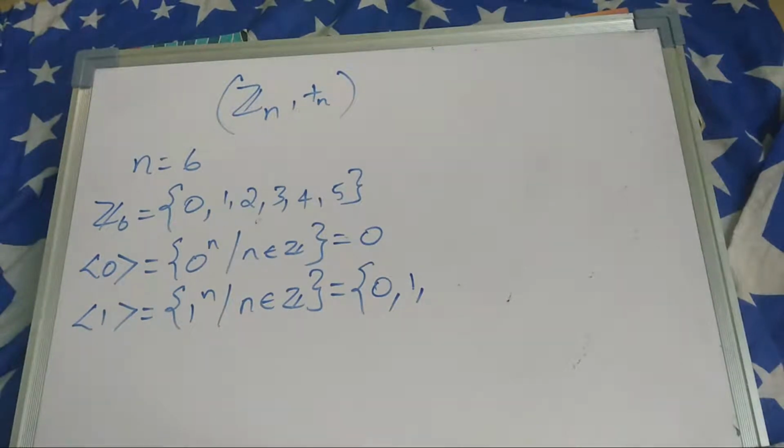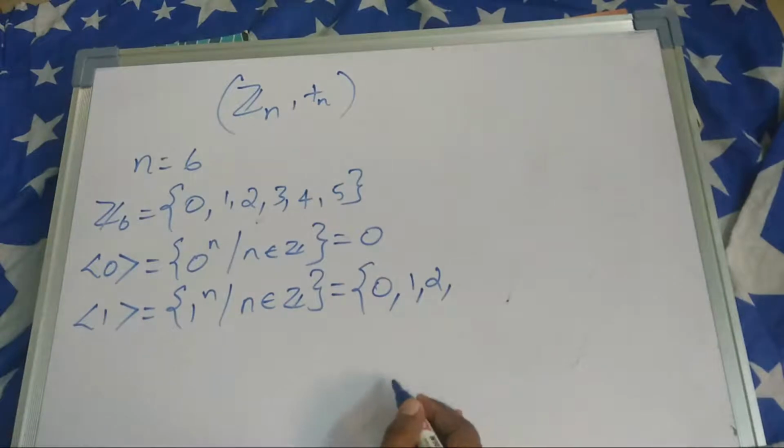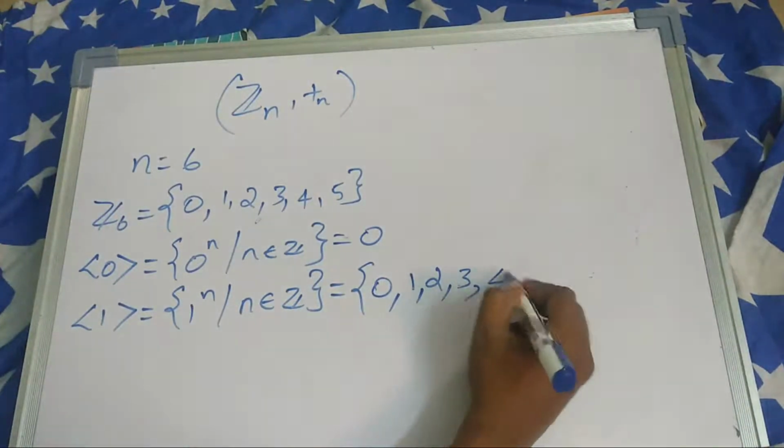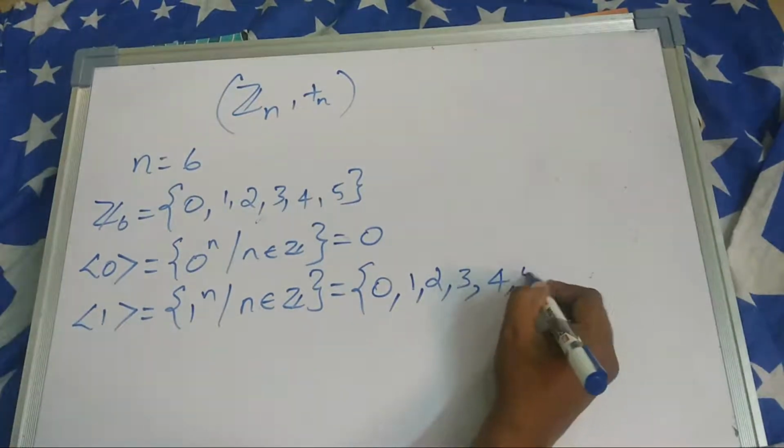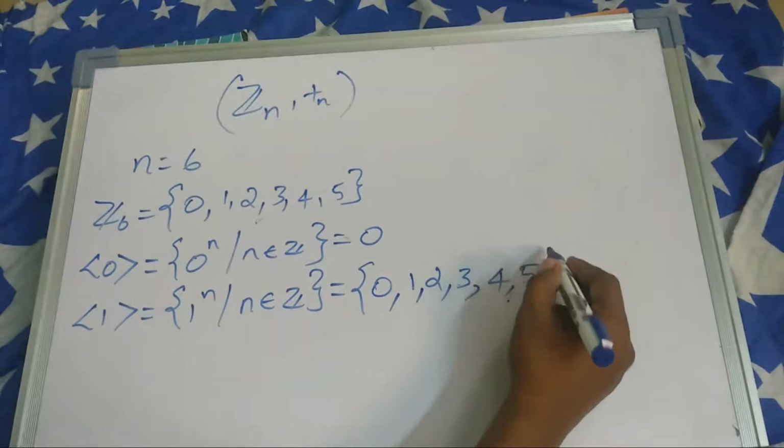1 power 2 is add 1 twice and read with the modulo 6. So it is going to be 2 again. So 1 power 3 is 3. 1 power 4 is 4. 1 power 5 is 5. And 1 power 6 is going to be 6, which is nothing but 0 here.